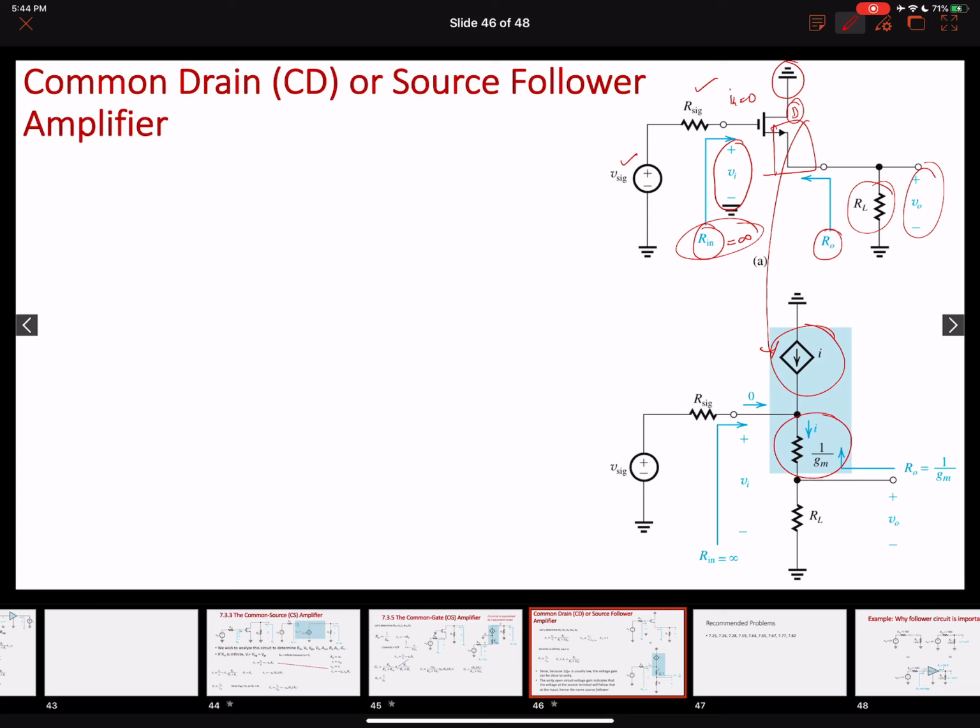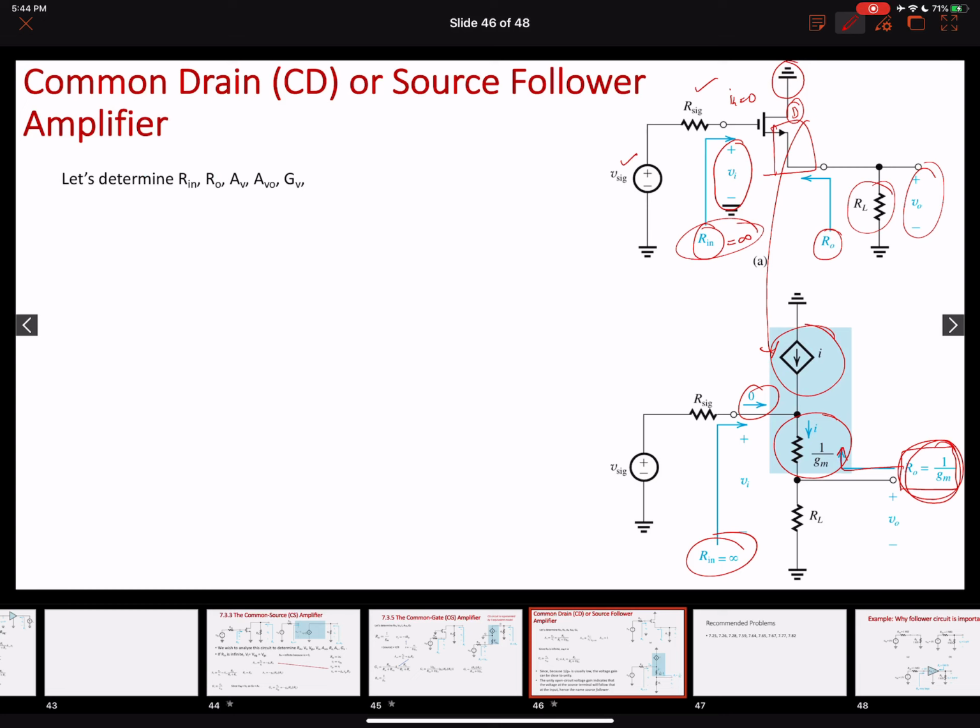Right, okay. So the R0, our output resistance, is the resistance looking into the output terminal of the amplifier. When I look into the output terminal of an amplifier, the resistance that I see is 1 over GM. So this is the output resistance, and the input resistance is infinite, right? Because the gate current is 0. All right, so let's solve this circuit now.